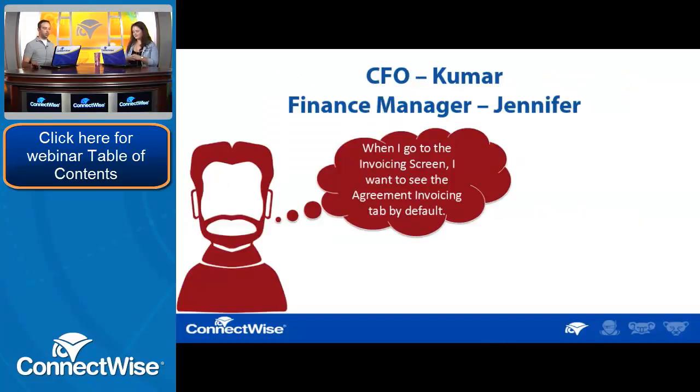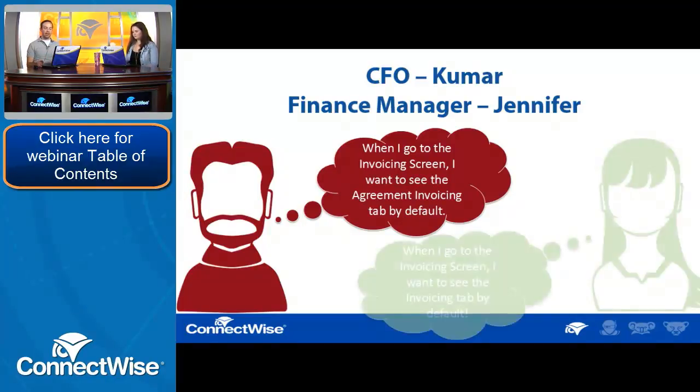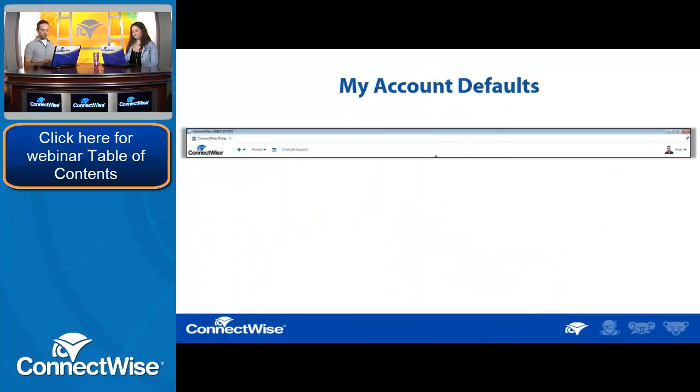All right. So here we have actually two of our employees. We have CFO Kumar and the finance manager Jennifer. So when Kumar goes to the invoicing screen, he only deals with agreements. So he wants to see the agreement invoicing tab. However, when Jennifer goes to the invoicing wizard, she would like to see the invoicing tab by default. So what can you do?